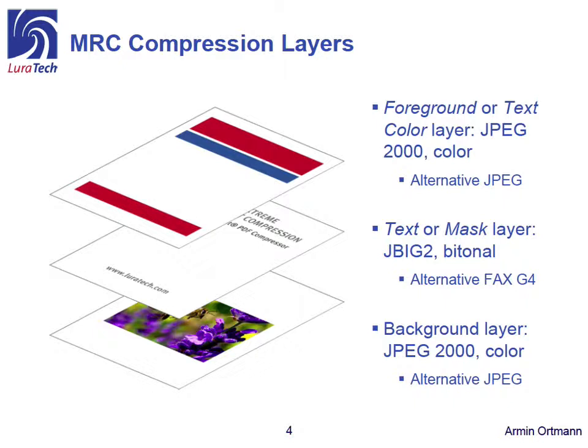Again, the 3 layers here in some more detail. The top layer is also called the foreground or text color layer. The text or mask layer, this one usually contains most of the information on a page. If a page has written text, most of the text will appear in this layer, which is a strictly bitonal layer. So it's only 1 or 0, black or white, on or off. And it actually works as a kind of stencil. So you can imagine this put as a stencil on that background layer, which really contains the page background and all the images on the page.